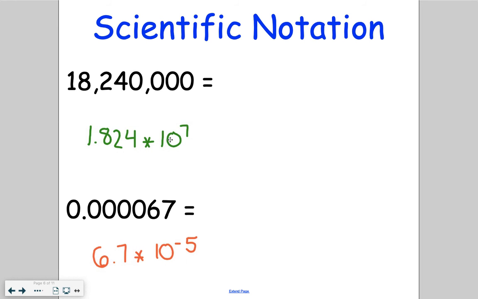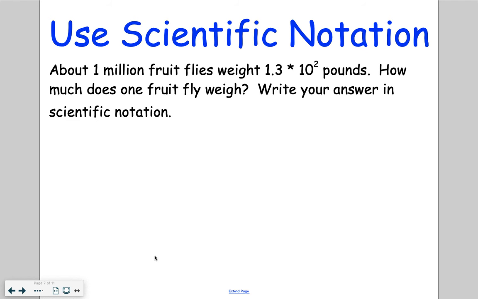First one, we get 1.824 times 10 to the 7th power, and the second one, we have 6.7 times 10 to the negative 5th power. All right, now that we know how to convert between the two formats, we're going to talk about how we can actually apply these.